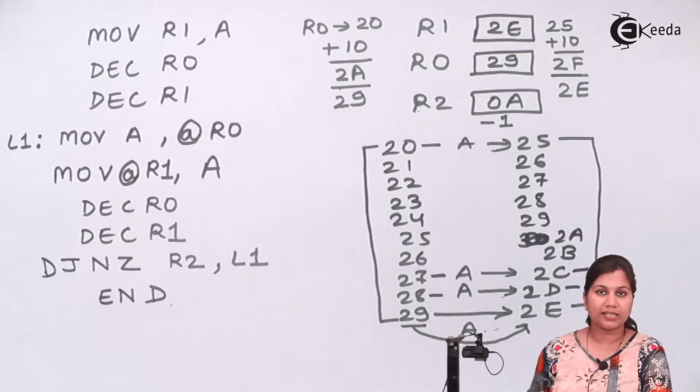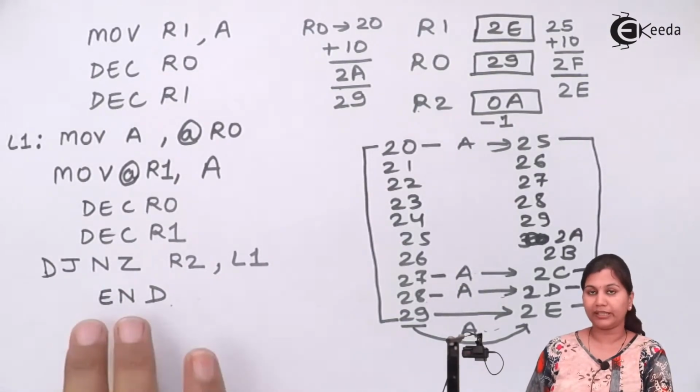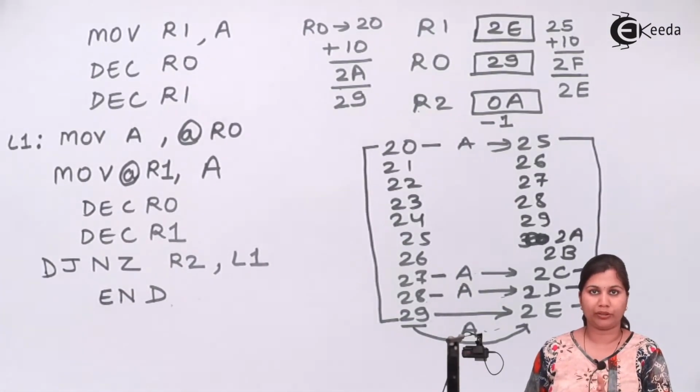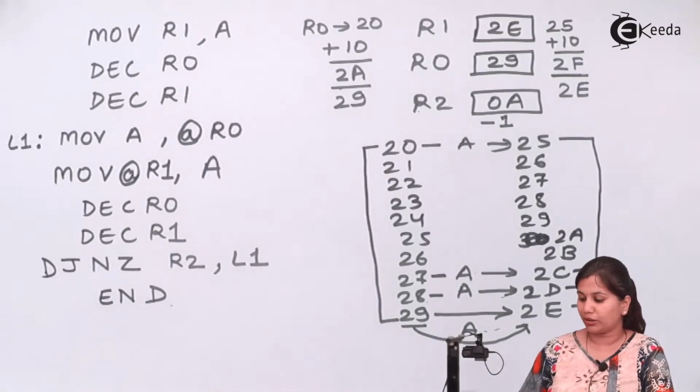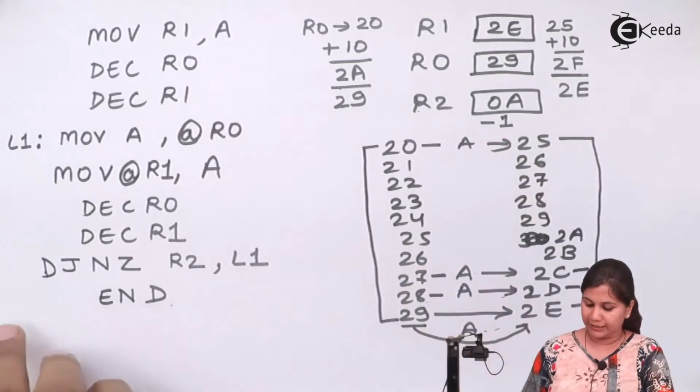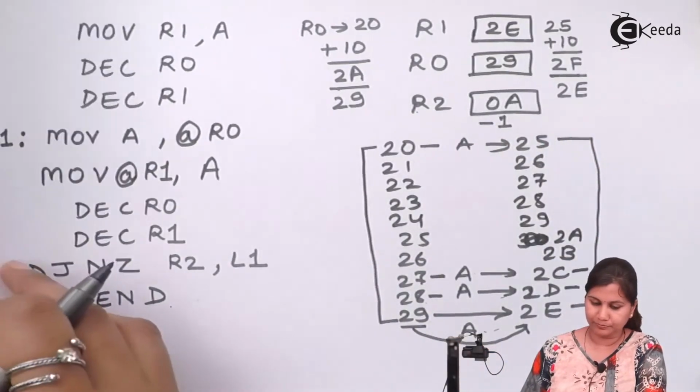END is the last statement of every program of the 8051 microcontroller. It is going to terminate the program and show us the result. So the result will be shown at the memory locations 25 to 2E. Let's take an example.